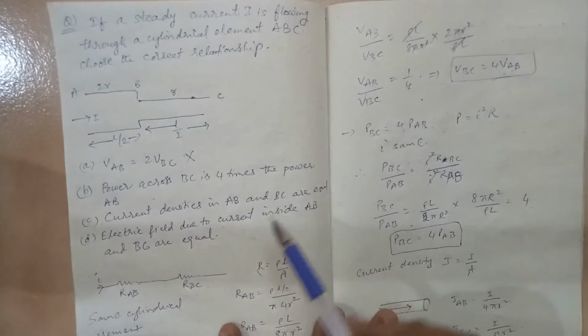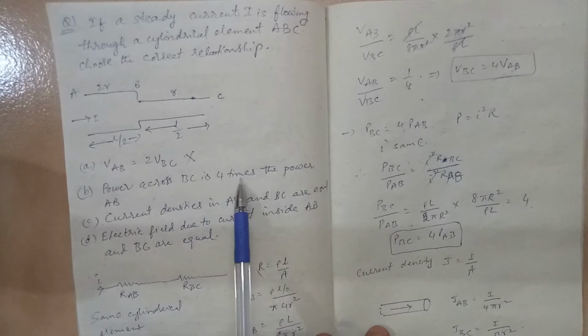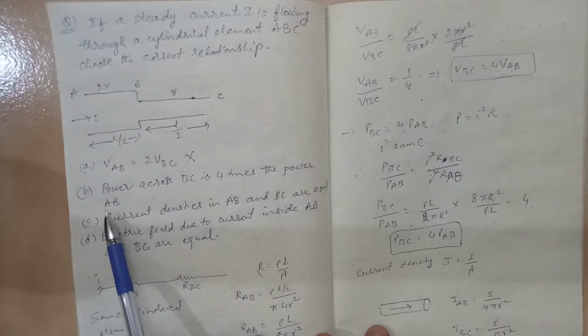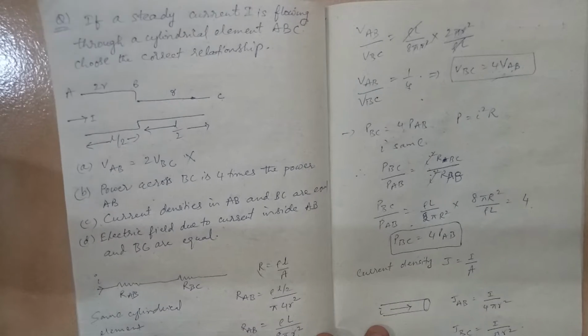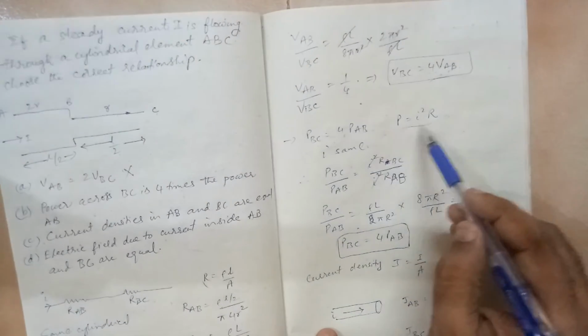Let us move to the second option. Power across BC is 4 times the power across AB. So he is asking about power. So what is the equation for power? I square R.